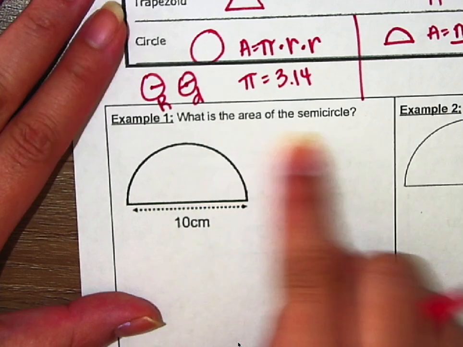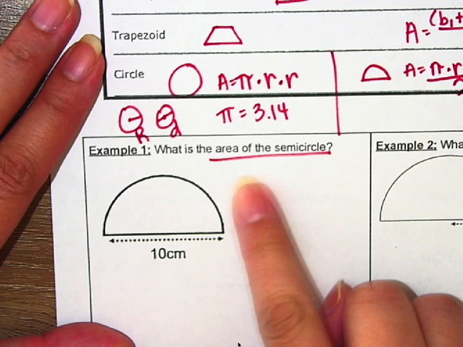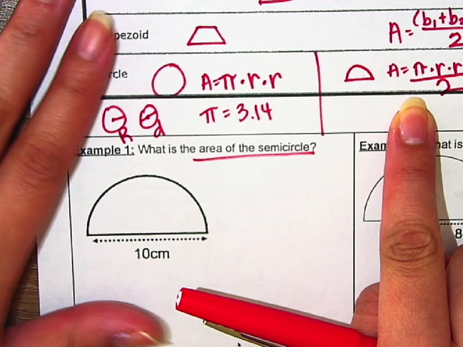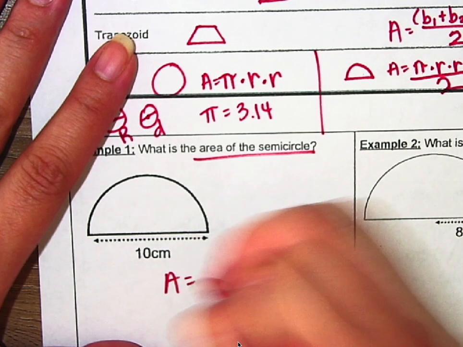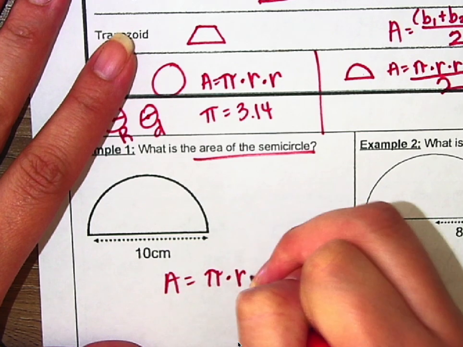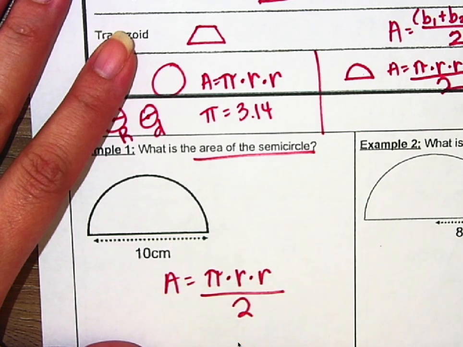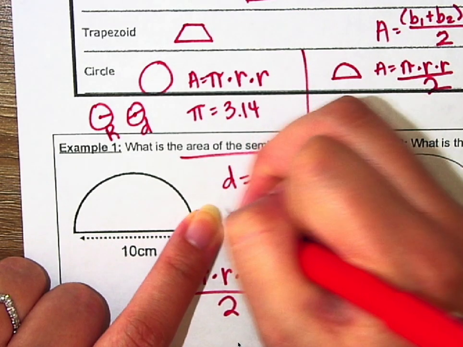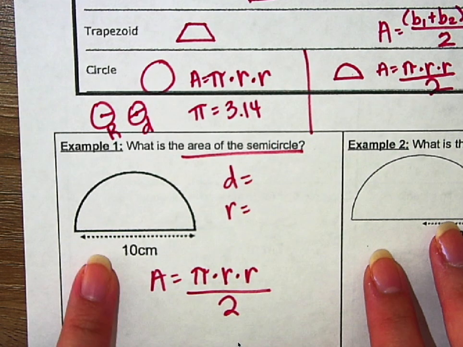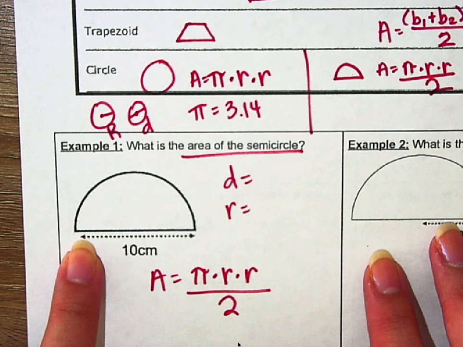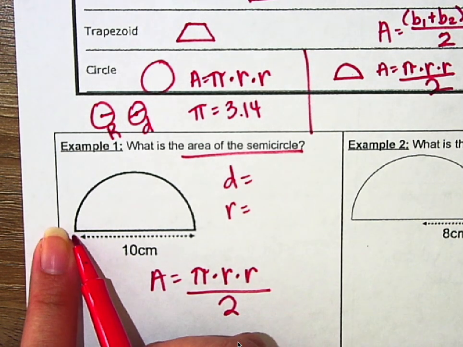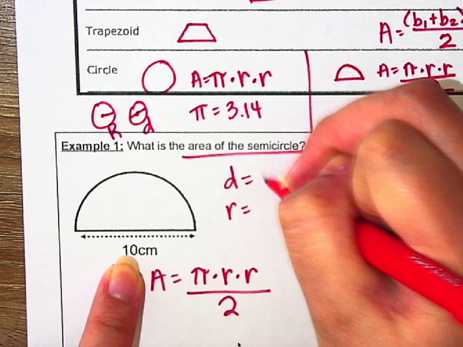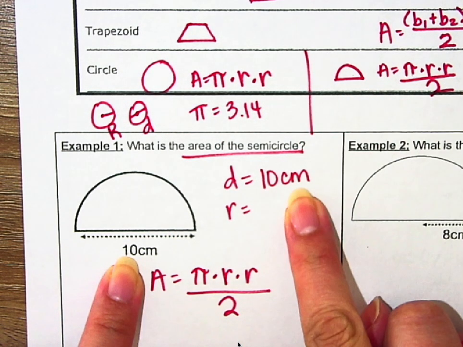It says, what is the area of a semicircle? So my semicircle, I'm already using this formula right here. So I'm going to go ahead and write it. A equals pi times r, and I'm going to divide the whole thing by 2. And now I need to find my diameter and my radius. Okay, I'm going to look right here. It says if I start from one end of the circle to the other end, it's going to be 10. That is my diameter. So 10 centimeters is diameter.